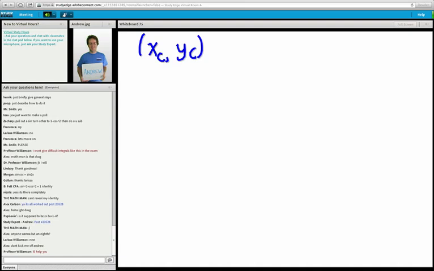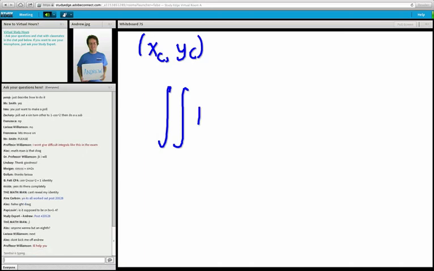So the mass of this cardioid, we're going to have to do the double integral of the density function. The density function is understood to be 1. So we have 1 dA, but because we're doing polar coordinates, this is going to be the double integral of r dr d theta.